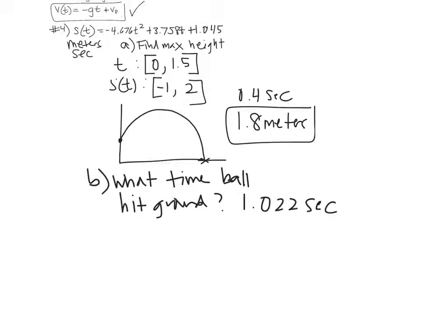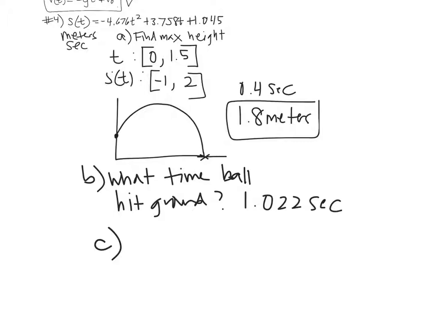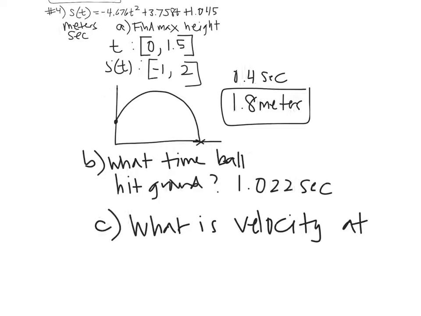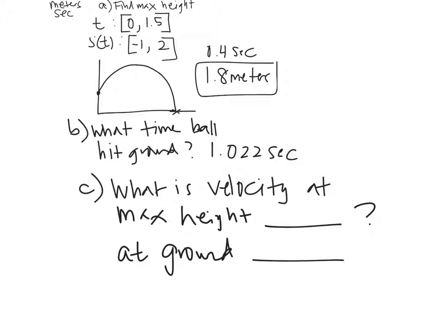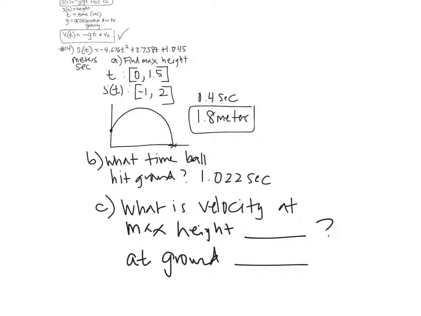Okay? All right, and then finally the third part. This is the hardest part. They're going to ask you a couple of questions. What is the velocity at the maximum height? That's going to be the first velocity question. And what is the velocity at the ground, when the ball hits the ground? What's the velocity then? Okay. So you have to go to the velocity equation. Well, you're like, where's the velocity equation? They're not going to give you the velocity equation.